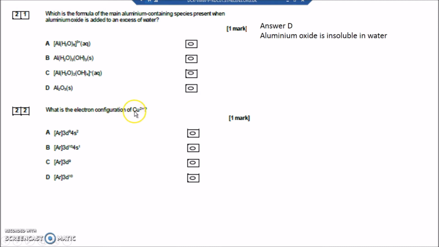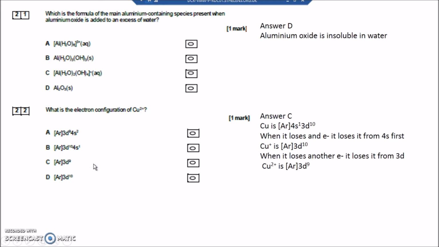What's the electron configuration of Cu2+? Well, first of all, copper loses an electron from its 4s level, and then it loses its second electron from its 3d level. So the answer is C. It's lost its 4s electron first, but it's lost 2 electrons, and then it's become 3d9 as it's lost 1 electron from its d level. The answer is C.